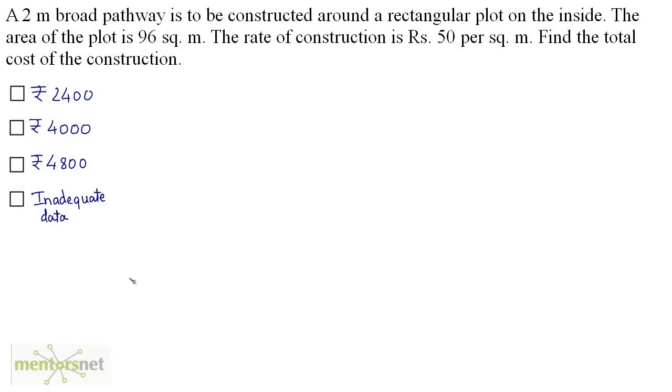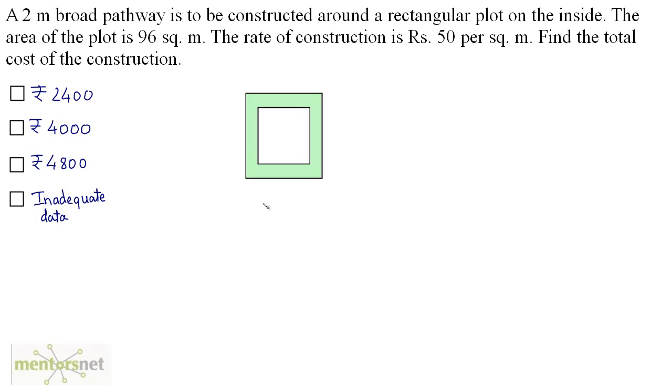A 2 meters broad pathway is to be constructed around a rectangular plot on the inside. The area of the plot is 96 square meters. The rate of construction is rupees 50 per square meter. Find the total cost of the construction.